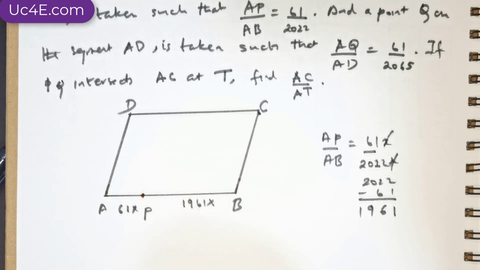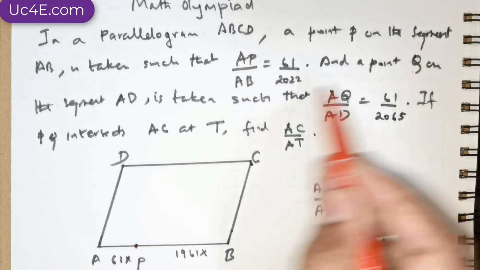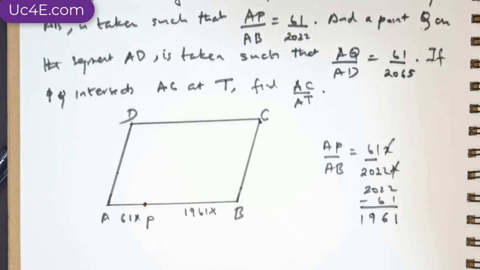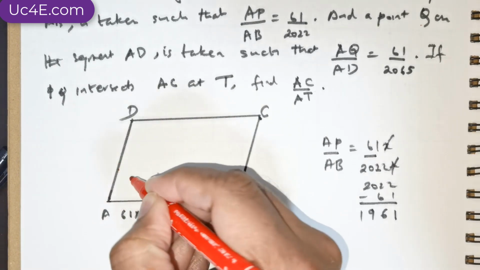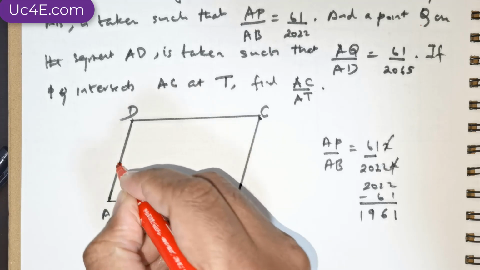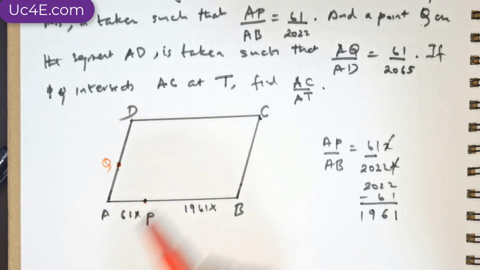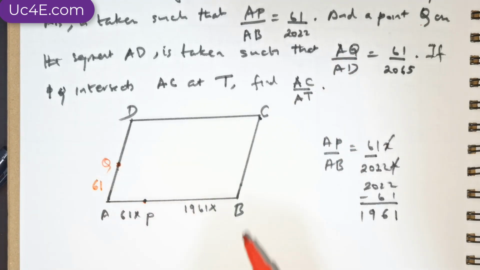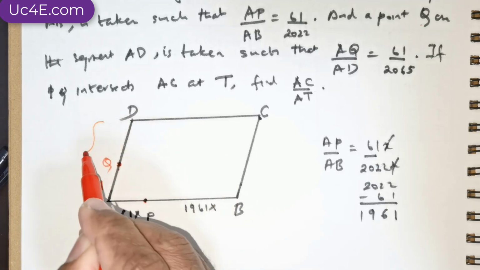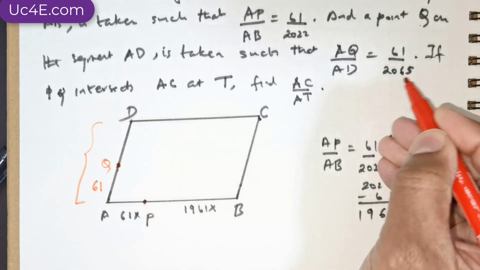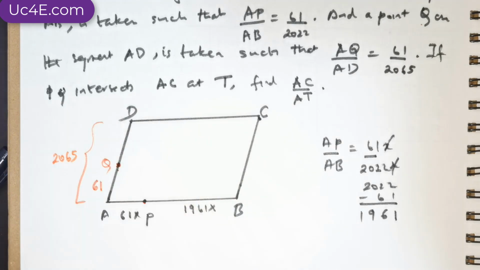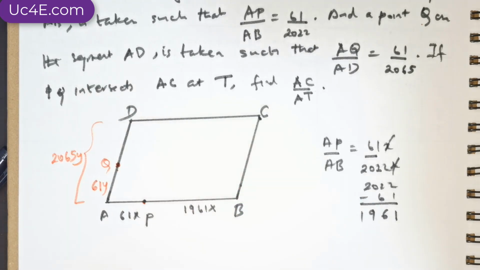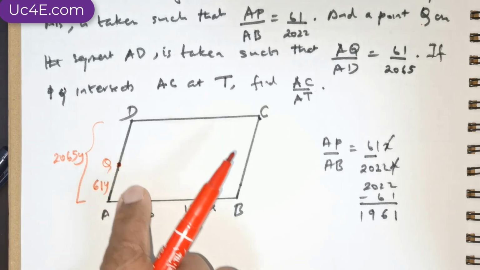Now there is also another information given. We've been given a point Q on the segment AD is taken such that, so we got another point Q on AD. So let this be the point Q, and that is taken such that AQ is equal to 61. So this is 61, and AD, this entire length is 2065, and I'm going to take this as Y. And what I wish to do is, I would like to extend this.